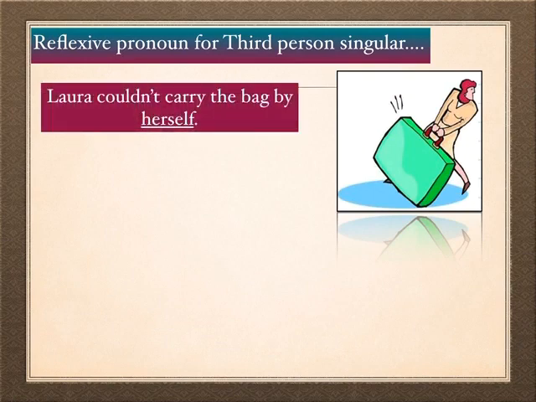The third person is the person about whom we are talking, and the third person can be masculine, feminine, or neuter gender. Now let's see the image over here. It says Laura couldn't carry the bag by herself. So here the subject of the sentence is Laura. She is third person, singular and feminine gender. And the object of the sentence is herself. And the word herself reflects the action done by the subject, that is Laura.